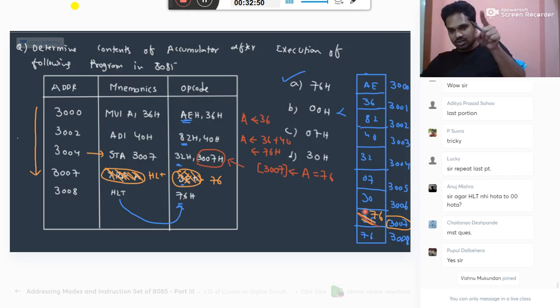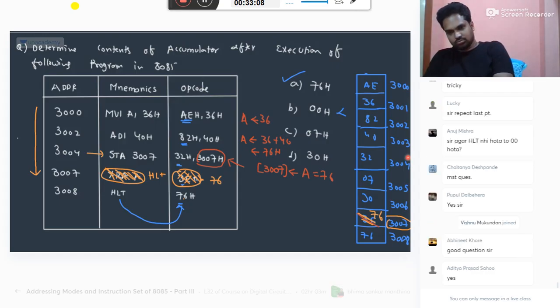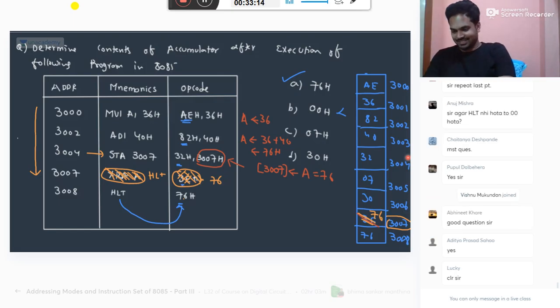What is the meaning of Halt? The computer will stop the program. Okay, so after this there is another halt. Halt means by itself it will stop the program. Okay, so let's have one more instruction. One more program.